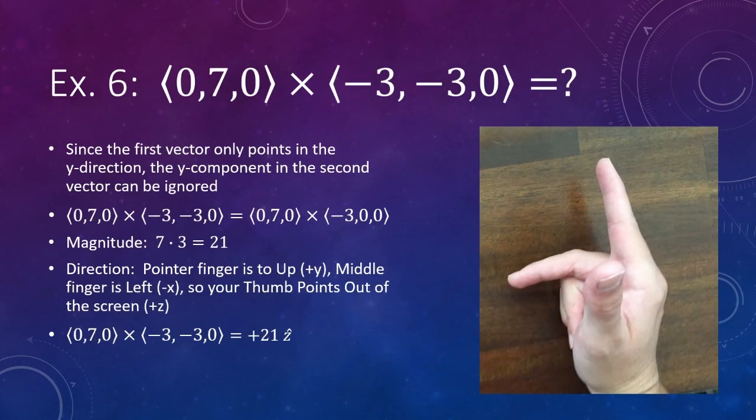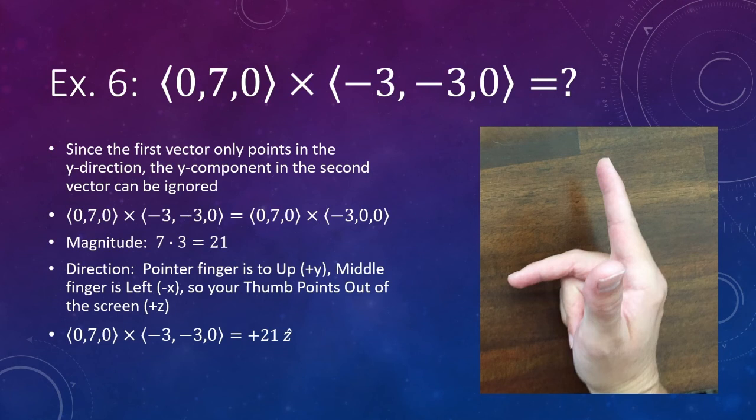Lastly, we have 0, 7, 0 crossed into -3, -3, 0. Our first vector is only in the y direction. We can ignore the y component in the second vector since we only care about what's perpendicular. If we multiply those perpendicular elements, we have 7 times 3, which is 21.